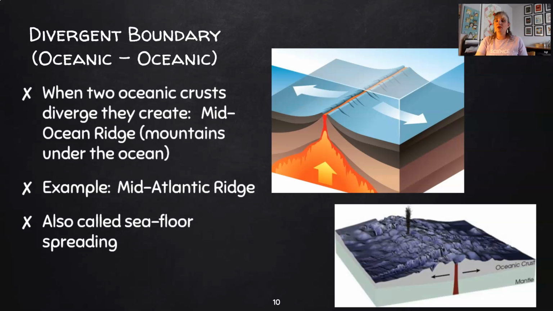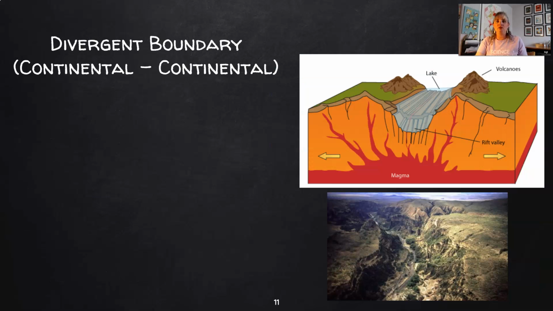So this is also called seafloor spreading. So this is what Harry Hess discovered, and that's how plate tectonics was started. So new crust is being created because that magma comes up and then cools and becomes rock. And so that is brand new crust on the earth from magma. So that's a divergent boundary, oceanic, oceanic.